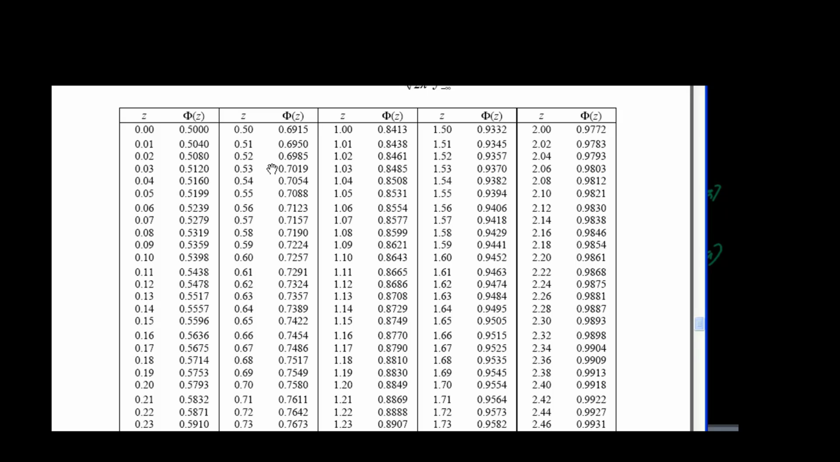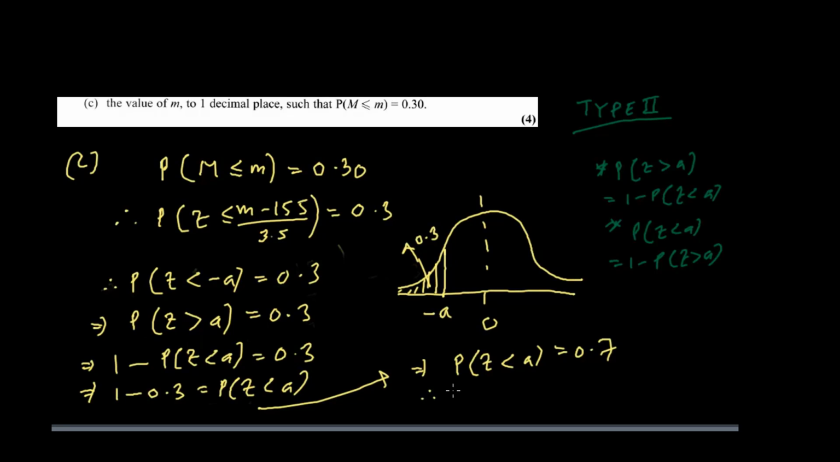If you take 0.7019, it is 0.0019 more than 0.7. If you take this one, it is only 0.0015 less than 0.7. So this is closest. The value of z for this probability is 0.52. Therefore, the probability of z is less than 0.52 equals 0.6985. Now that we know the value of a, we can write this equals minus a.